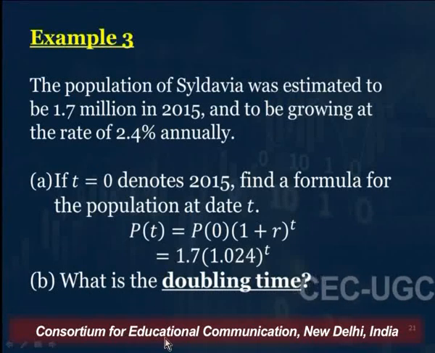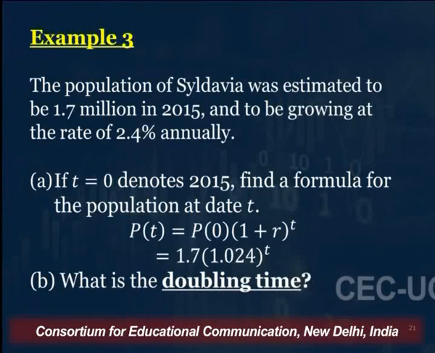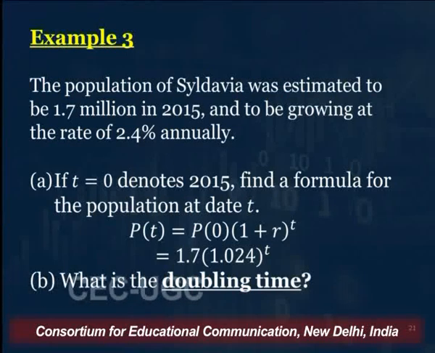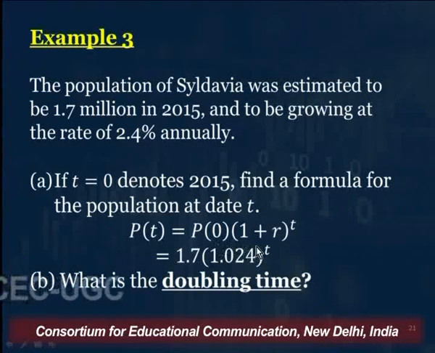So let's look at this example. Here we have the population of, it's a fictional country, Moldavia. It was estimated to be 1.7 million in 2015, and it is estimated to be growing at the rate of 2.4% annually, right? If t equal to 0 represents 2015, find a formula for the population at date t. So here we use the compound interest formula. So the population at time period t, P of t, is nothing but the initial population, P of 0 times (1 plus r) to the power t, right?